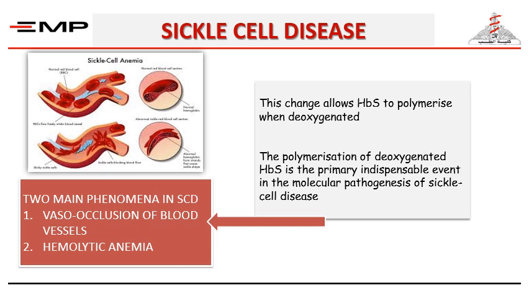And so in sickle cell disease, we have 2 main phenomena. We have a hemolytic anemia because there is a decrease in the lifespan of these red cells, and we have vasoocclusion because these sickle cells get stuck to the wall of the blood vessels and occlude them, and you get vasoocclusive crisis.